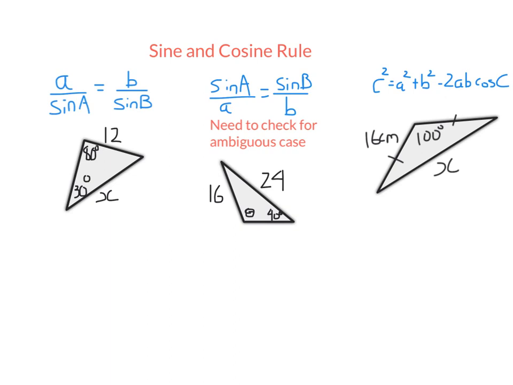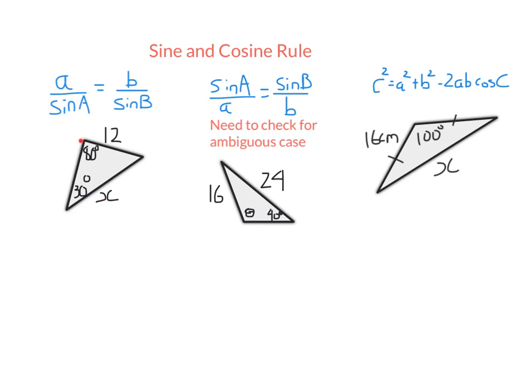These first two formulas here are both for the sine rule. This is for finding a side, which we're going to do in this triangle here, and this is for finding an angle. They're the same formula, it's just that if you want to find a side, the side's on top, and if you want to find an angle, the angle's on top. And this is the formula for the cosine rule for finding a side. So let's start with this triangle here. Let's say we want to find x.